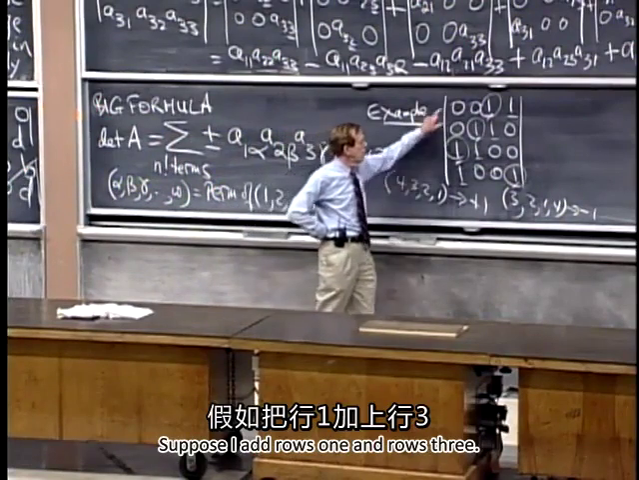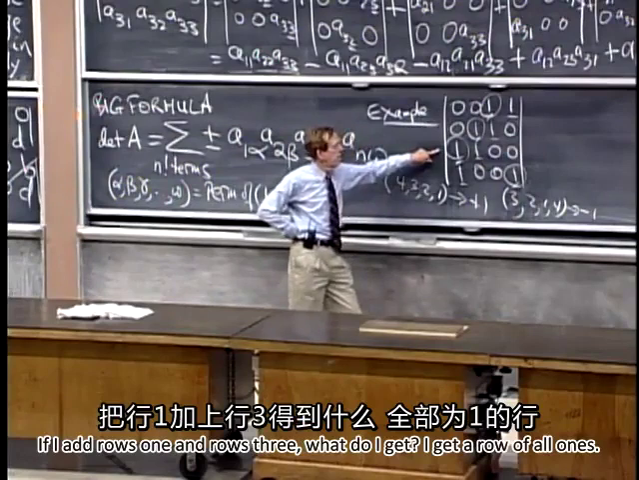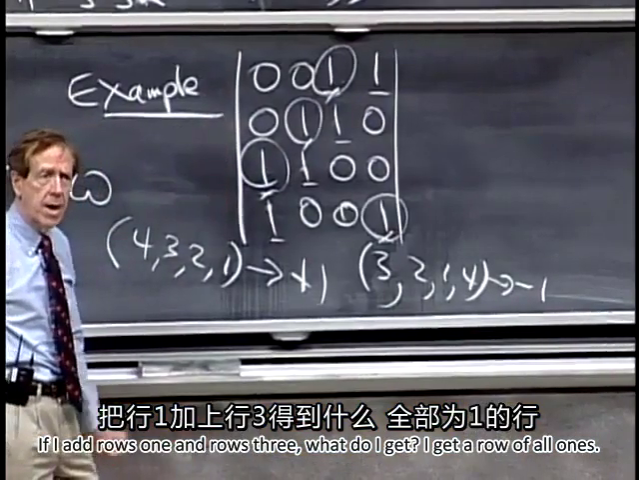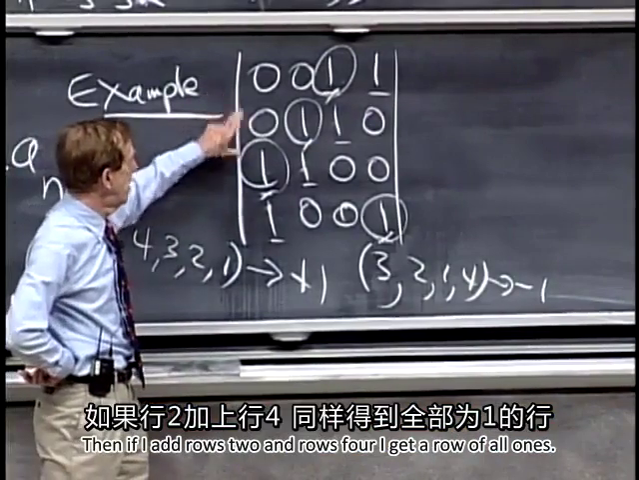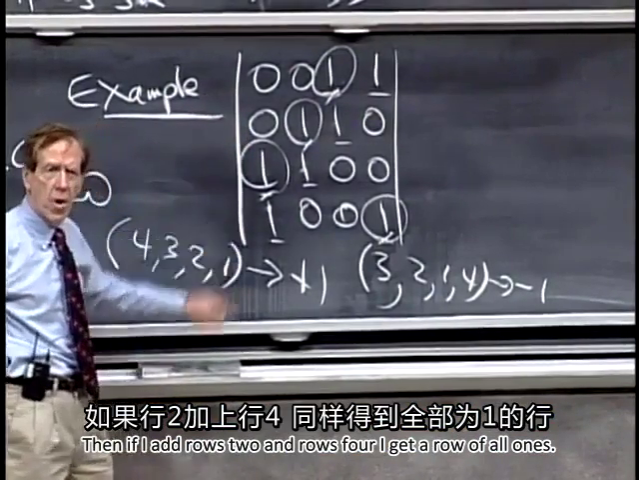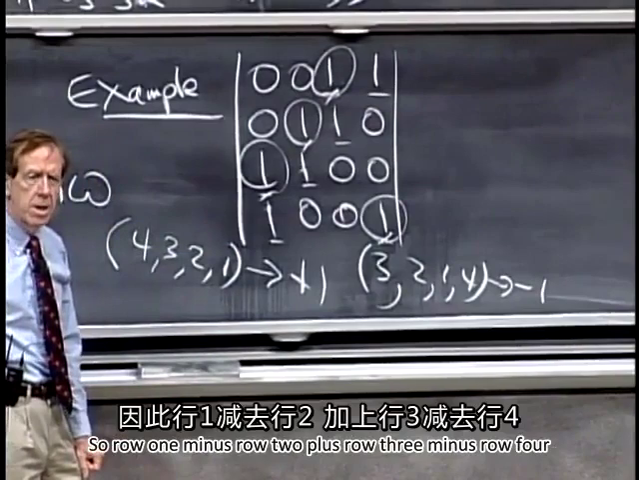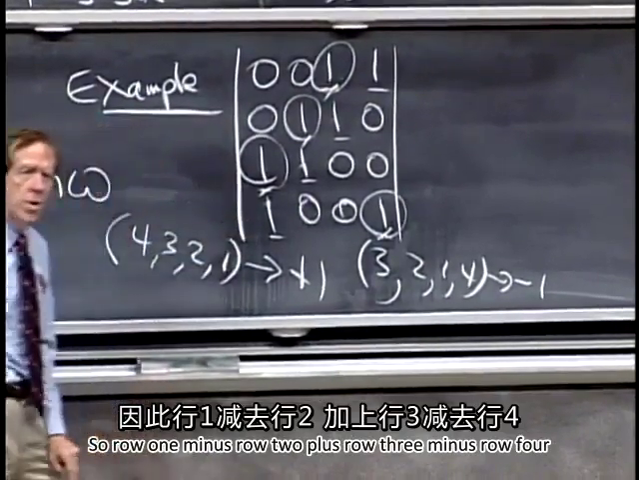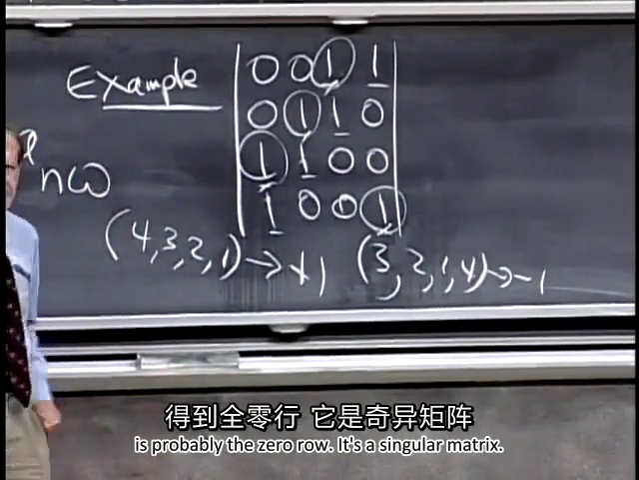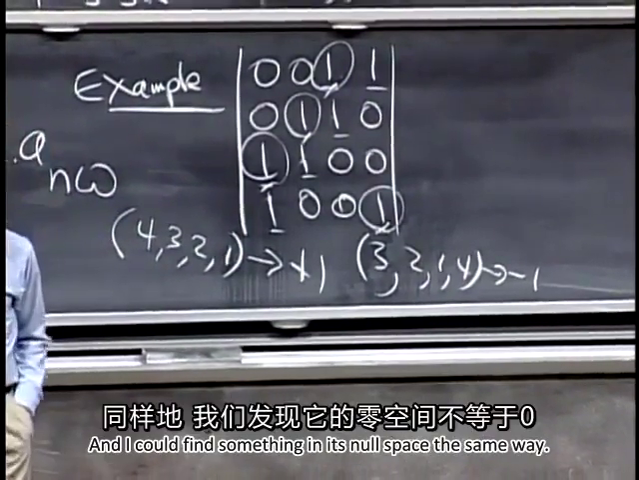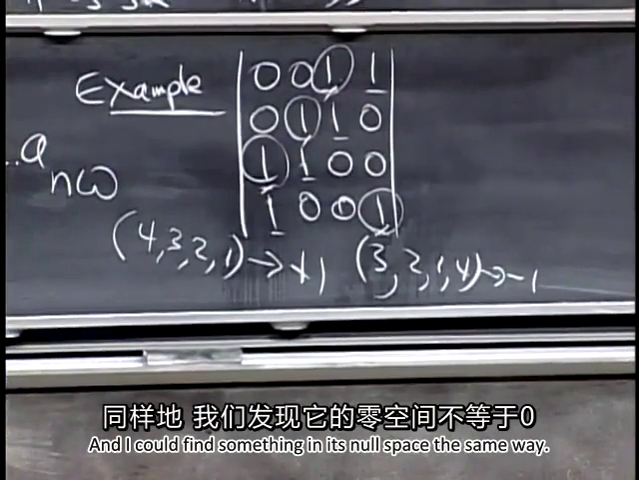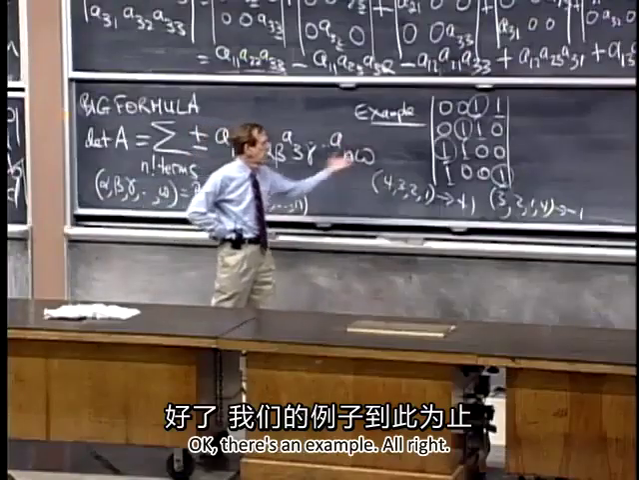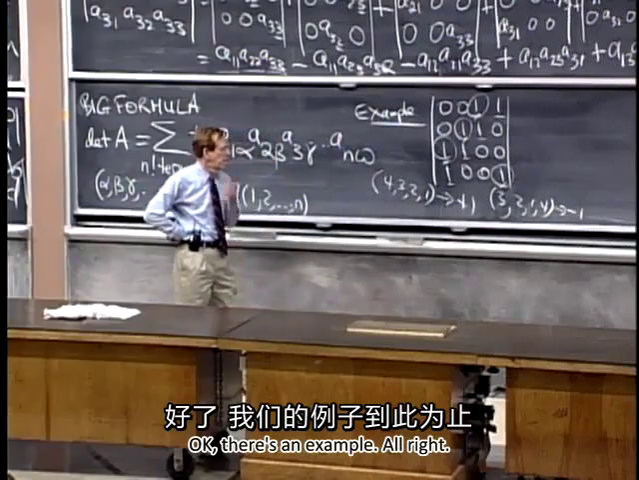Suppose I add rows 1 and 3. If I add rows 1 and 3, what do I get? I get a row of all 1s. Then if I add rows 2 and 4, I get a row of all 1s. So row 1 minus row 2 plus row 3 minus row 4 is the 0 row. It's a singular matrix. And I could find something in its null space the same way. That would be a combination of columns that gives 0. OK, there's an example.